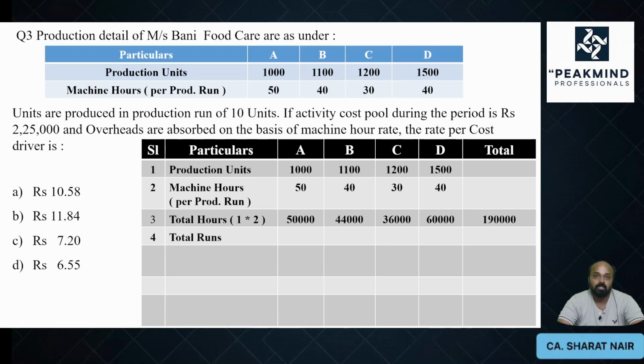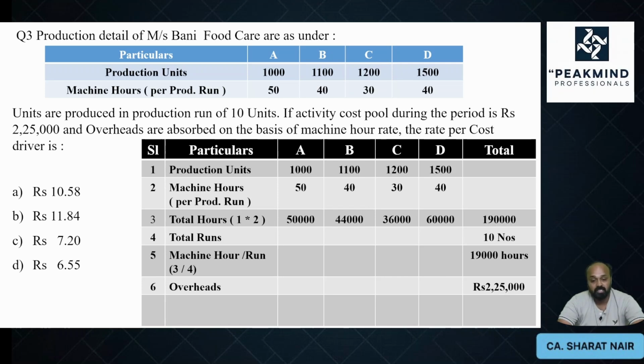Now, total runs we need to also calculate. How to calculate total runs? Total runs is given straight away in the question, which is 10. Next, machine hours per run. We have to compute machine hours per run, which is nothing but total hours divided by total runs. So how much will I get? 1,90,000 divided by 10 will give us 19,000 hours. I will get machine hours for each production run. So how we need to understand is, for each production run, it will take 19,000 machine hours. Going further, overhead is given in the question, which is 2,25,000.